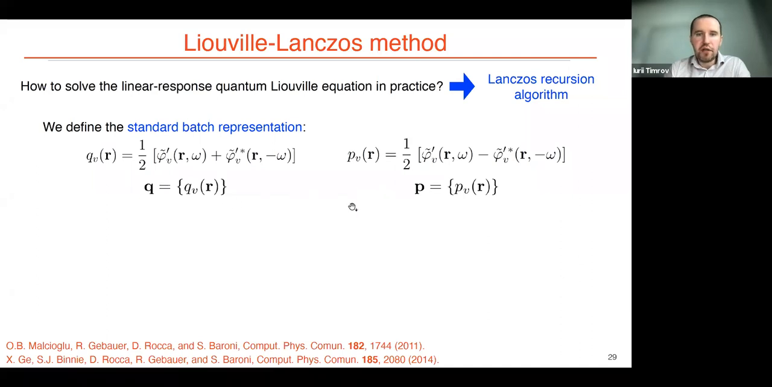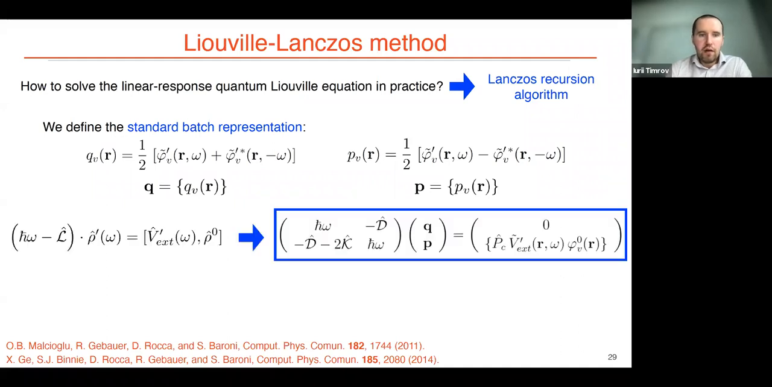Now, with this definition of Q and P batches, which is called the standard batch representation, we can rewrite the linearized quantum Liouville equation in frequency domain in a matrix form using these standard batches. We see on the left a matrix depending on frequency and superoperators D and K, and on the right we have this quite complicated object: the projector on empty states, the external perturbing potential, and the ground state orbital. So what are these operators D and K?